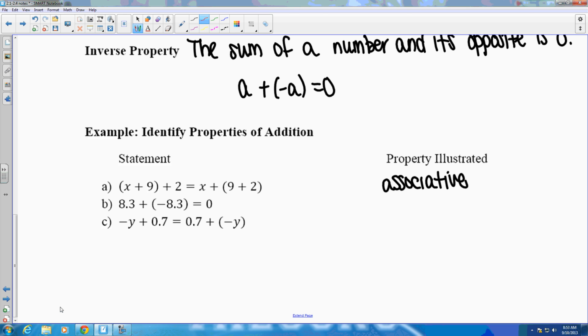.3 plus negative 8.3 is 0. Well, that's the one that's showing right now. That's the inverse property. And negative y plus 0.7 is equal to 0.7 plus negative y. Because they flipped them around, that is the illustration of the commutative property.